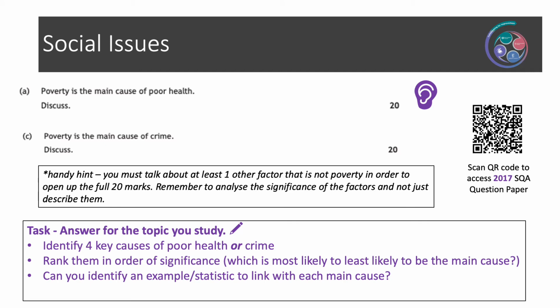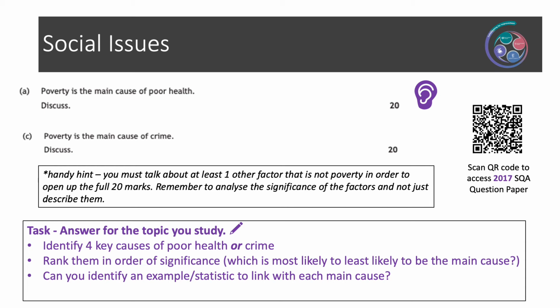Another common question within the social issues is that poverty is the main cause of poor health or the main cause of crime. Again, these are 20-mark questions, so we are looking towards some more analysis. Although poverty is the factor that is identified in the question stem, discuss implies that you'd have to talk about more than one main cause. If you only talk about poverty, you will be capped.